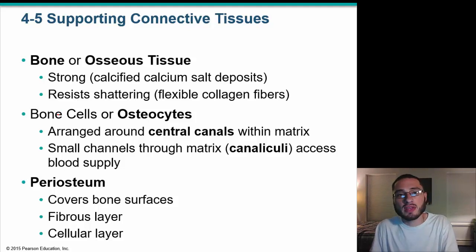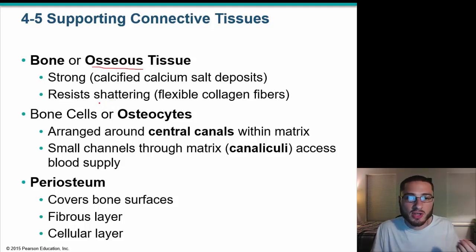And then we have bone tissue. All right, cartilage, bone tissue. We don't usually call it bone tissue, we're going to call it osseous tissue. Okay, strong, calcified, calcium salt deposit, resists shattering. I've heard that some bones, such as our femur, are as strong as concrete. So bones are very strong. It's not like cartilage where it's a little bit weaker and able to tear. Bones are very stiff and strong.